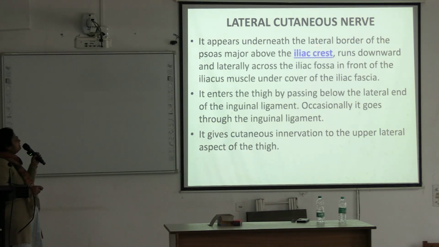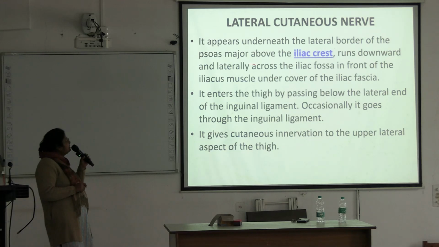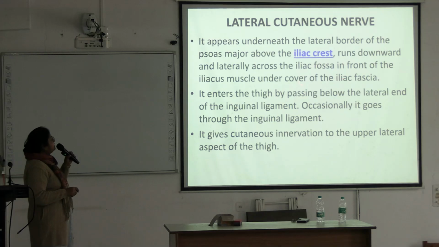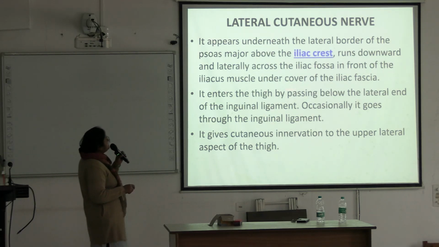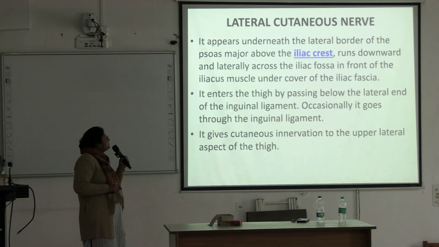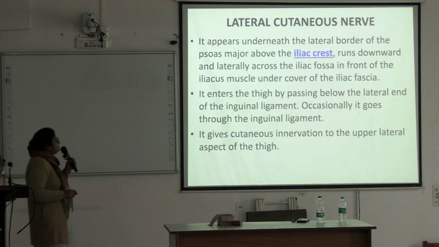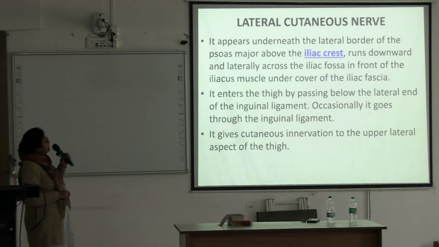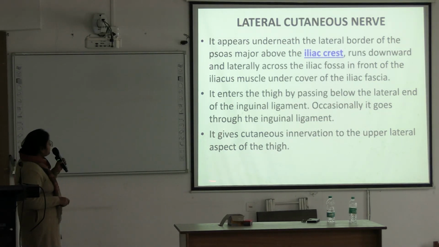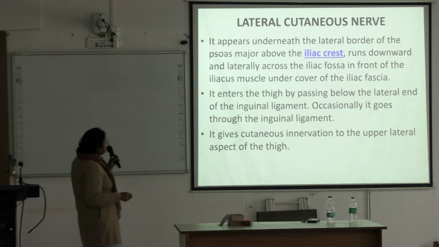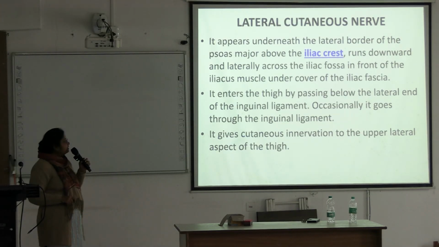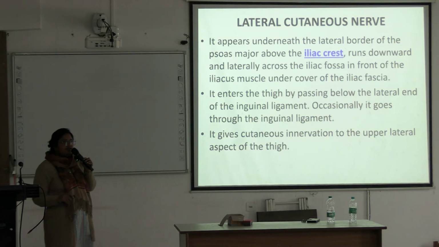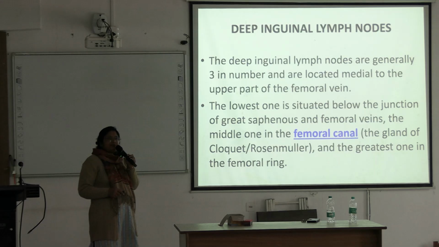It appears underneath the lateral border of the psoas major muscle above the iliac crest and runs downward and laterally across the iliac fossa in front of the iliacus muscle, under cover of the iliac fascia. It enters the thigh by passing below the lateral end of the inguinal ligament, and occasionally it goes through the inguinal ligament. It gives cutaneous innervation to the upper lateral aspect of the thigh. So remember the entry point and the innervation. That is important.